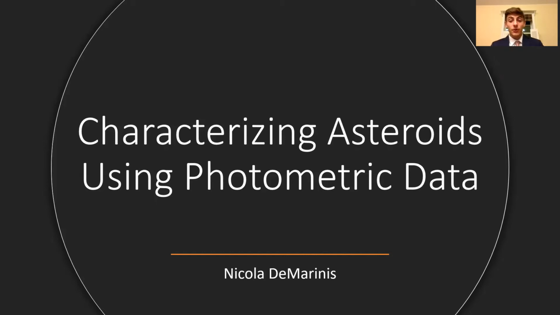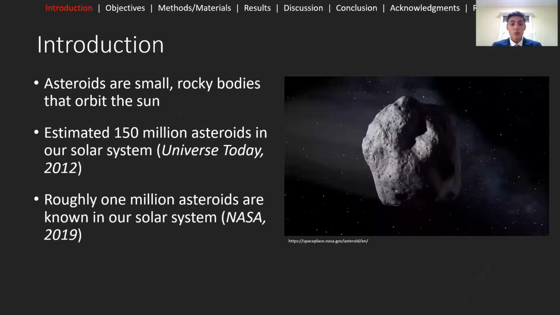I'm from Somers, New York, and my project is on characterizing asteroids using photometric data. Asteroids are small rocky bodies that orbit our sun, and there is an estimated 150 million asteroids in our solar system alone. Out of that 150 million, roughly 1 million asteroids are known in our solar system, and only a small fraction of those known asteroids have shapes and shape models generated for them.